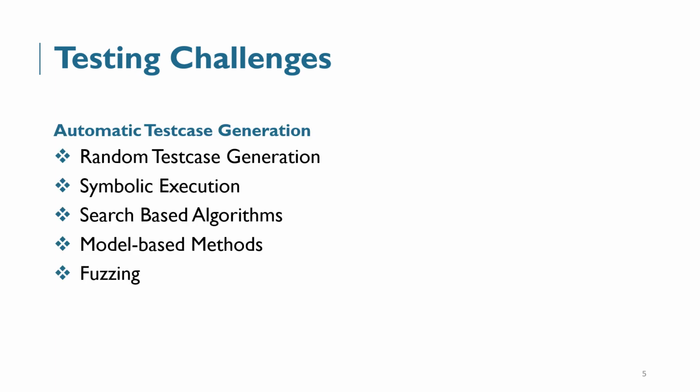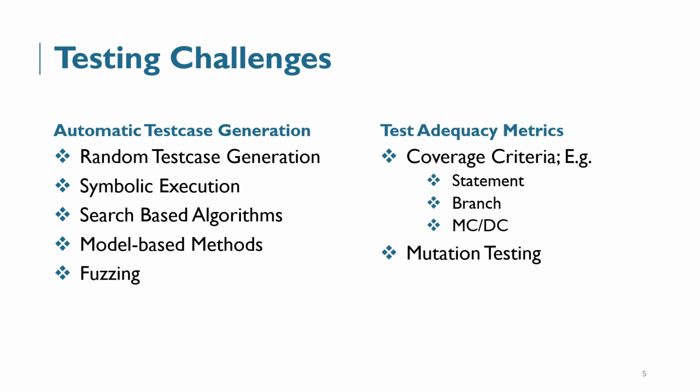For automatic test case generation, many approaches exist in the literature, including random test generation, symbolic execution, search-based algorithms, model-based methods, and fuzzing. Each one of these methods has some pros and cons, and they are beneficial in the appropriate use cases. On the other side, there are many published works on measuring the effectiveness of test cases. Some of these works use coverage criteria such as the statement, branch, or MCDC coverage to measure the test adequacy, while the others use mutation testing as a test adequacy metric.